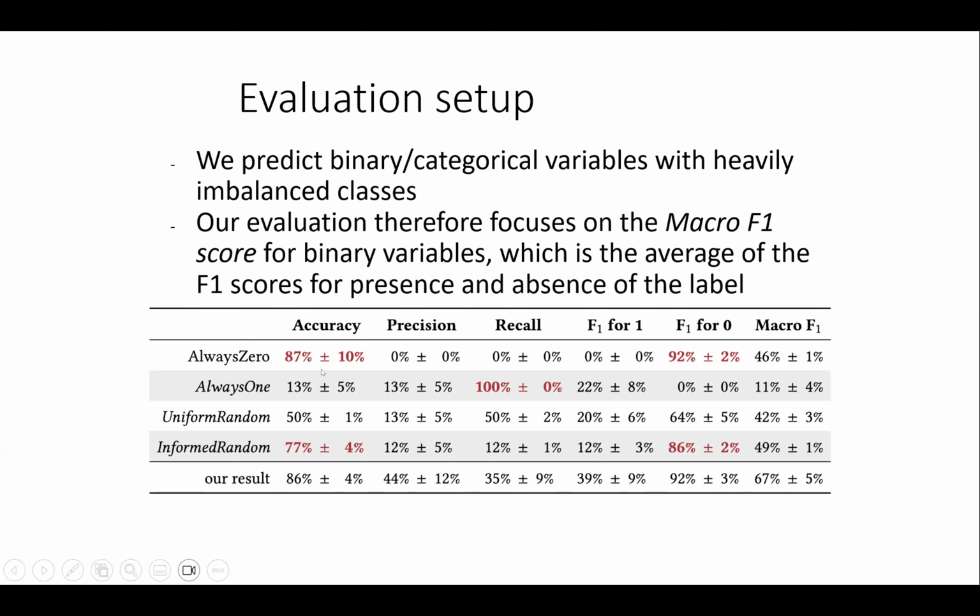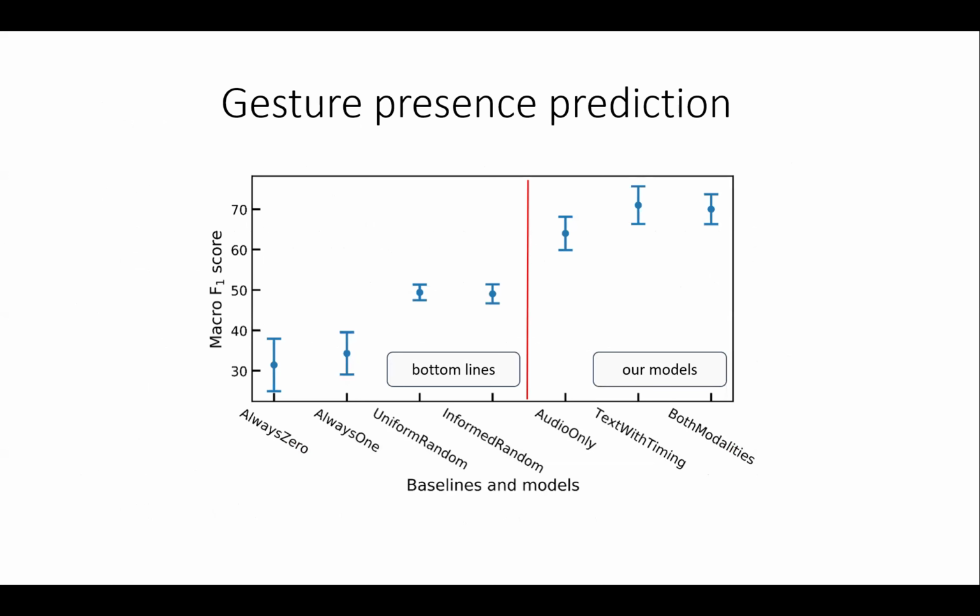And you can see like always 0, because these things are relatively rare, always 0 actually performs relatively well. But on macro F1, it will drop down. And so we're able to predict something that is kind of outperforming these base systems. So in terms of gesture prediction, we're fairly good at predicting whether the gesture should occur. And the text is actually very indicative of whether or not we should have a gesture, which is interesting. It outperformed the audio in our test.